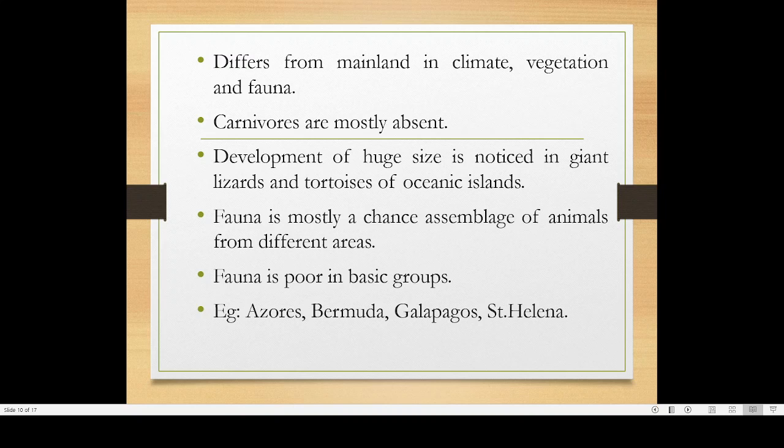Basic group means, as you might have studied about Chordata, under Chordata you first study the fishes, then amphibians, then reptiles, then birds and mammals. These 5 groups are the basic groups. If we look at the fauna of oceanic islands, these 5 groups of animals are very poorly represented, because they need some kind of land means or other kinds of means to reach there. But smaller animals like insects can easily reach there, even by wind action.